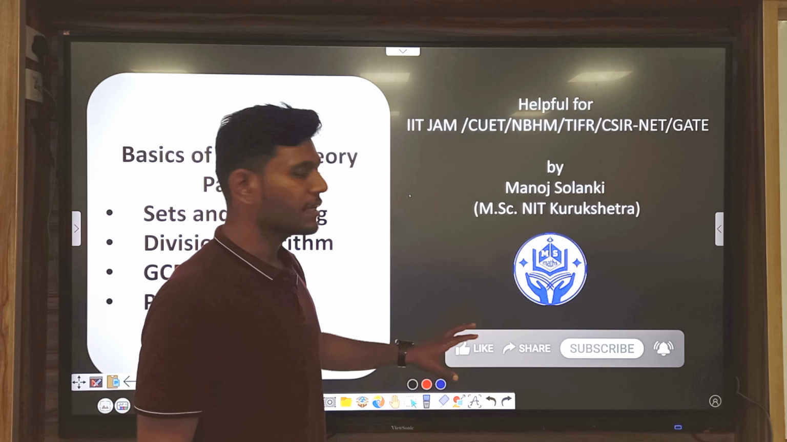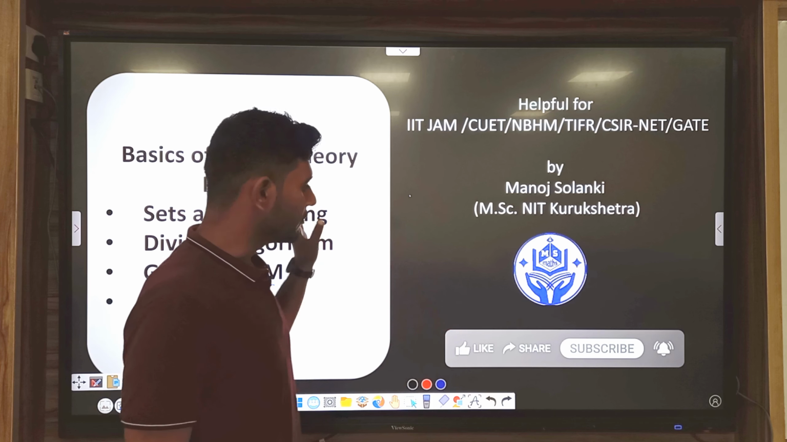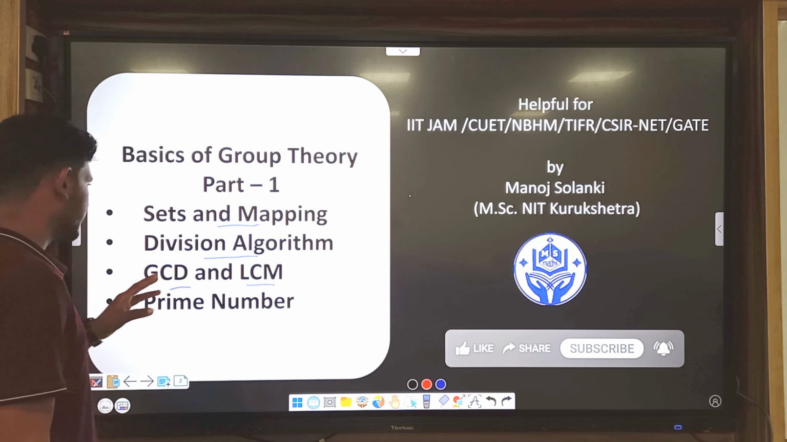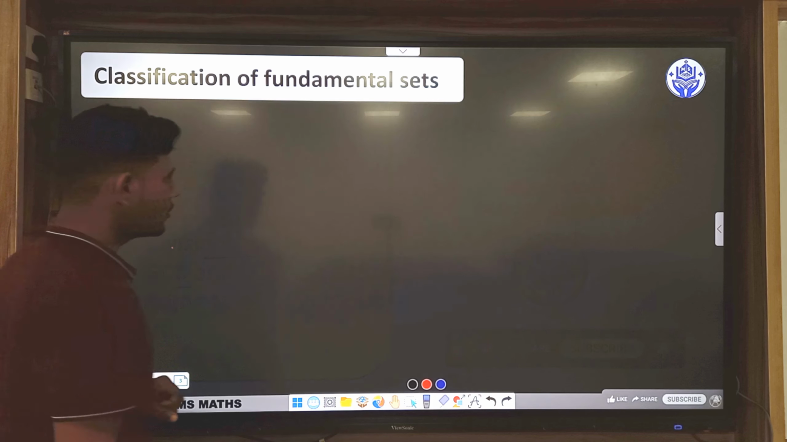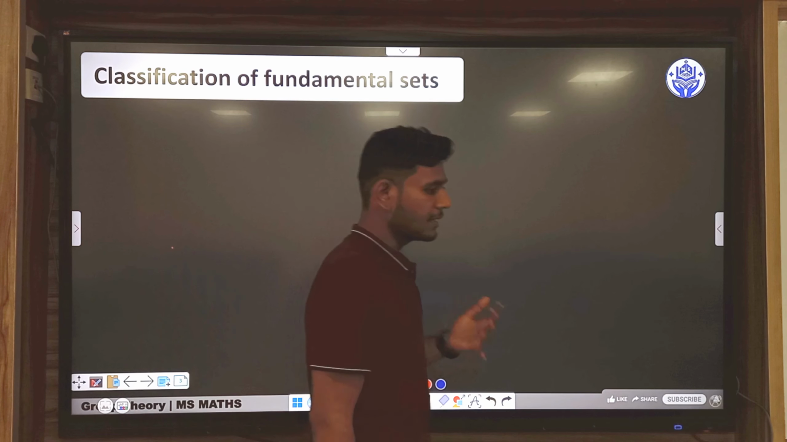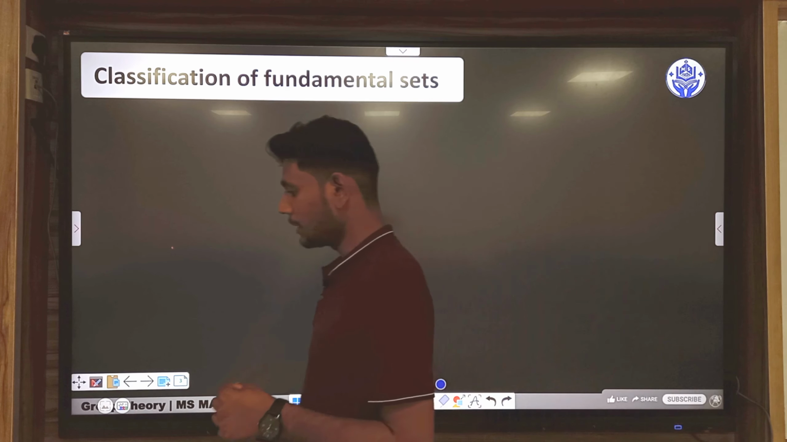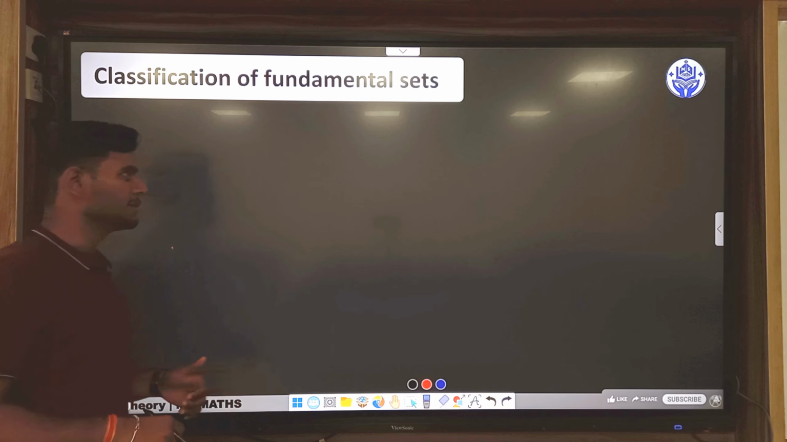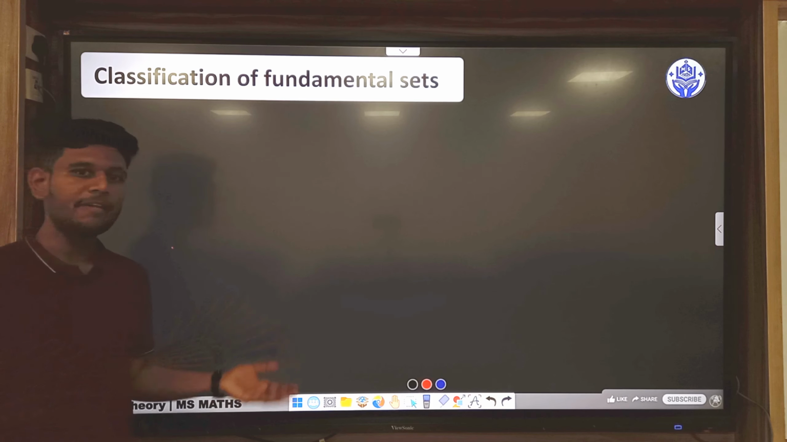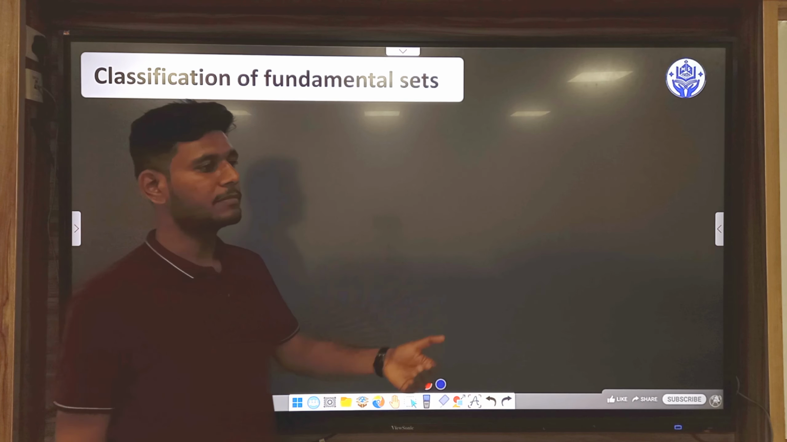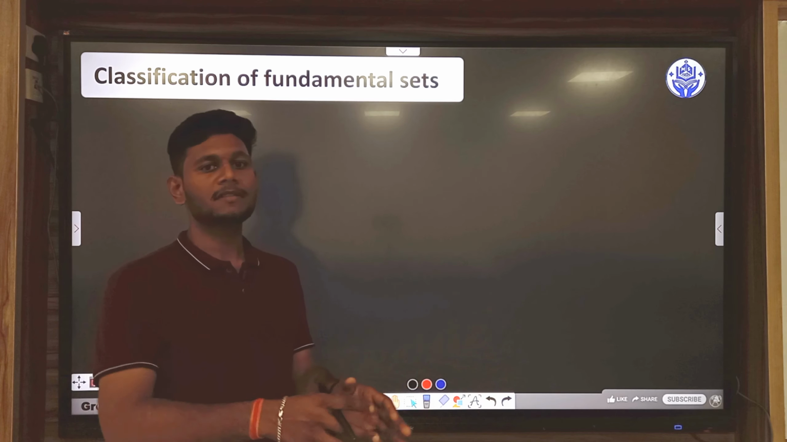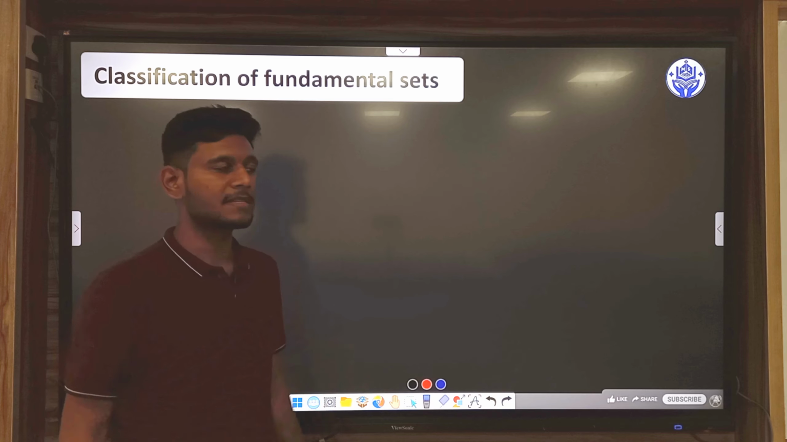Okay. So basically, I will start from the basics. What are sets? What is mapping and all? First of all, what is the classification of sets? I will start with the classification of sets. We all know that a set is nothing but a collection of well-defined elements, or we can say a collection of elements which has meaning, which is basically well defined.